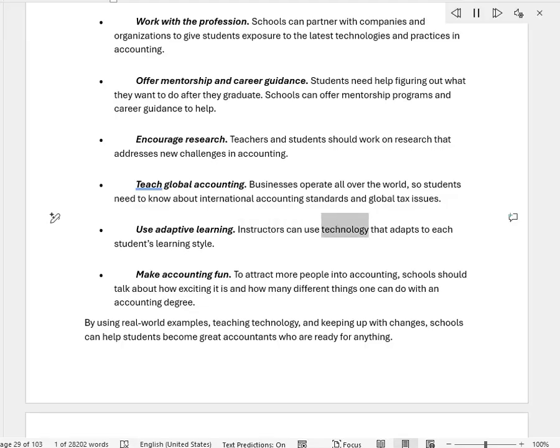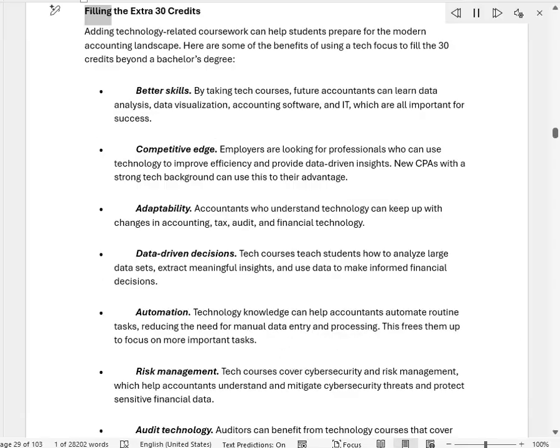Use adaptive learning. Instructors can use technology that adapts to each student's learning style. Make accounting fun. To attract more people into accounting, schools should talk about how exciting it is and how many different things one can do with an accounting degree. By using real-world examples, teaching technology, and keeping up with changes, schools can help students become great accountants who are ready for anything.